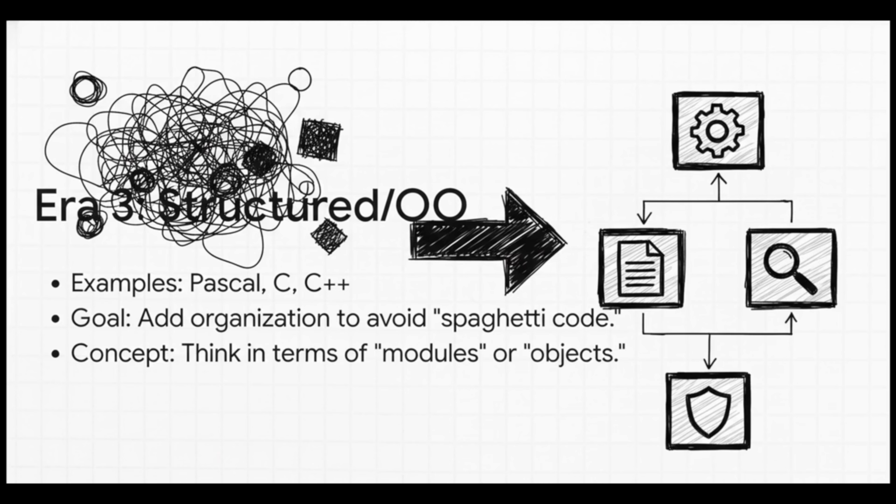Think C++. And this was a huge leap forward. For the first time, programmers could organize their code into neat little boxes, or objects, that actually represented real-world things. You could have a customer object or an invoice object. It made everything more reliable, way easier to manage, and it was a massive step towards thinking more like a person and less like a circuit board.